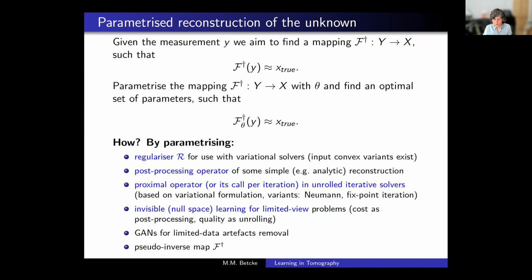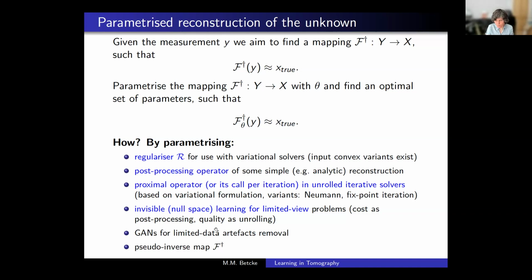The benefit of this approach is that essentially I should get performance on par with the unrolled methods that can capitalize on repeated application of the forward problem, and at the cost of only post-processing, by virtue of being able to separate the visible part of the image from the invisible part of the image.